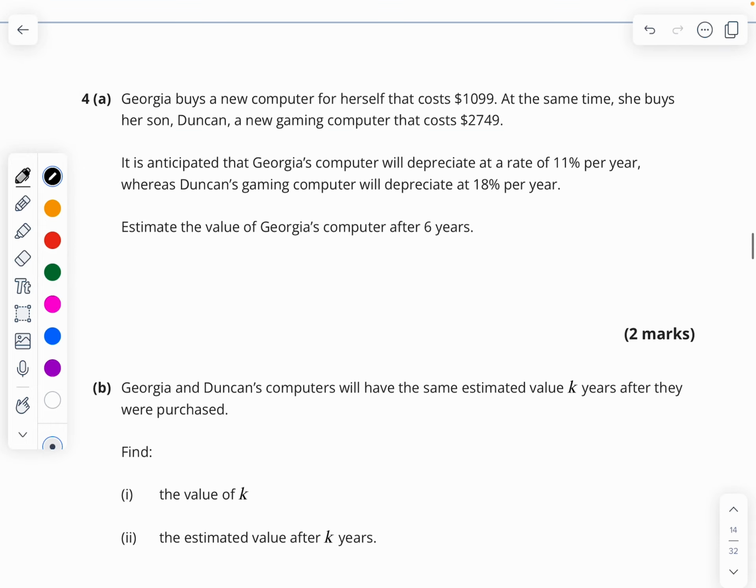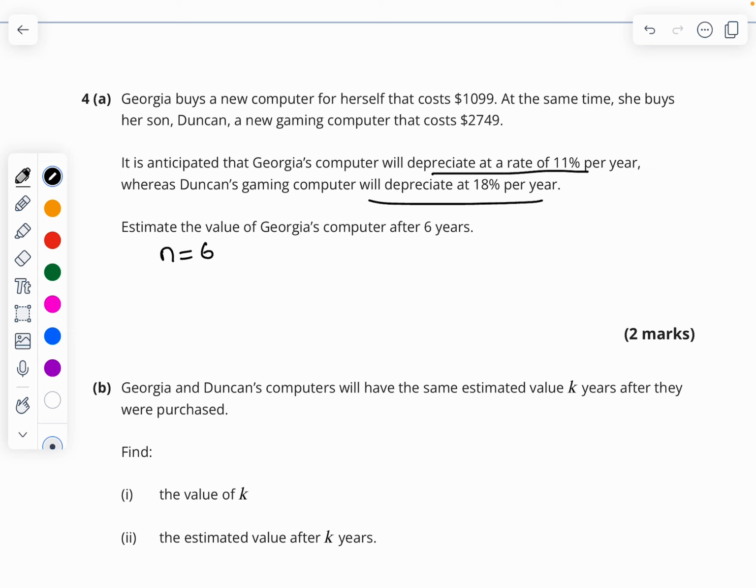Question number 4. Georgia buys a new computer for herself that costs 1,099. At the same time, she buys her son Duncan a gaming computer that costs 2,749. It is anticipated that Georgia's computer will depreciate by 11%. Duncan's gaming computer will depreciate by 18%. Estimate the value of Georgia's computer after 6 years.